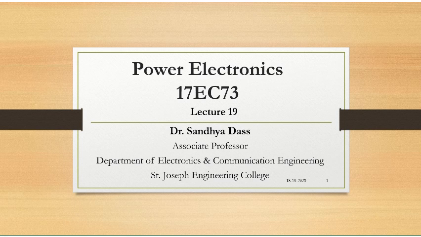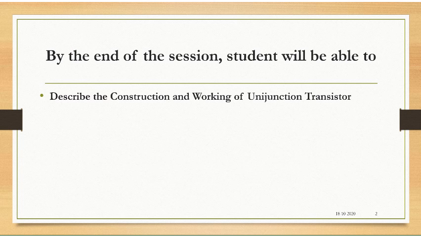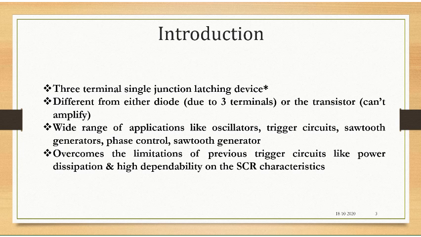By the end of this session you will be able to describe the construction and working of the uni-junction transistor, commonly called UJT. It is actually a three-terminal device. It gets the name transistor because it has three terminals, and uni-junction because there is a single PN junction.